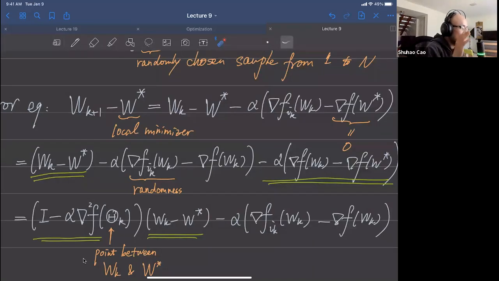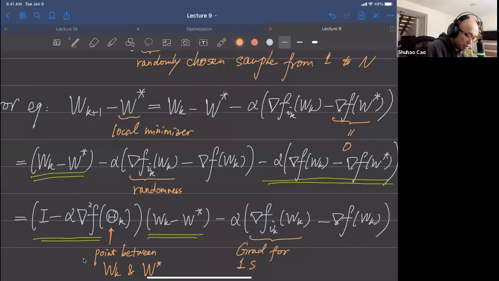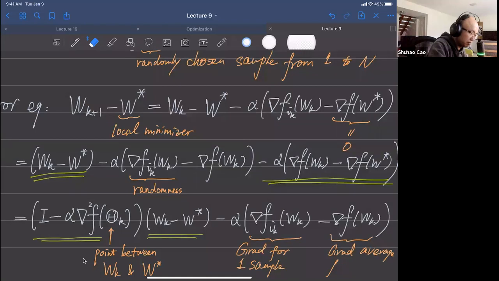Now the key term is here. Why I'm saying we have to assume the data satisfy the same distribution, or that there are similarities between data, is here. Think about this. This is one sample, and this is a mean. So let me add the remark here. This is the gradient for one sample, but this is the gradient averaged over all samples.